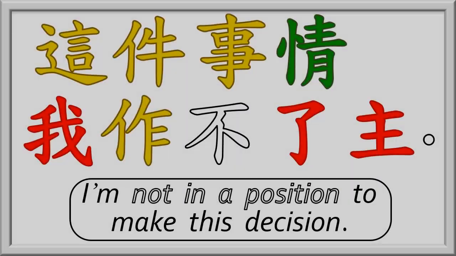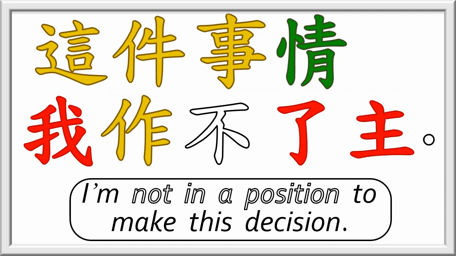We learned before that 主 means host, owner, or master. So 做主 means to decide, to take responsibility for a decision. 这件事情我做不了主. I'm not the one responsible for making this decision. Or, I'm not in a position to decide.